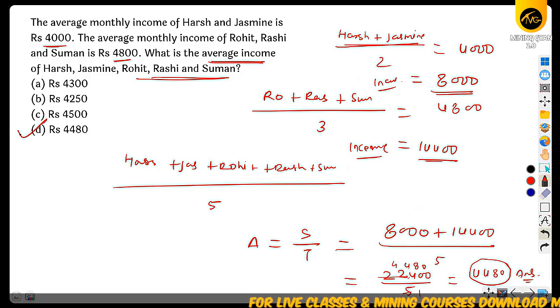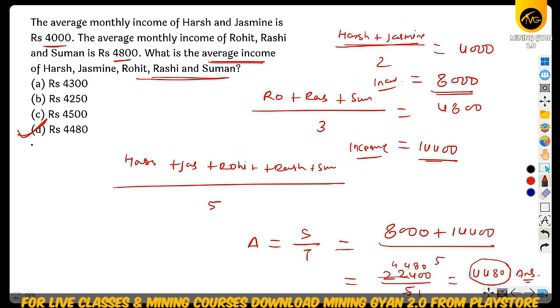That will be option D. Correct. 4,480 is the correct answer. 4,480 rupees is the average income of Harsh, Jasmine, Rohit, Rasi and Suman. So logic is clear, na?